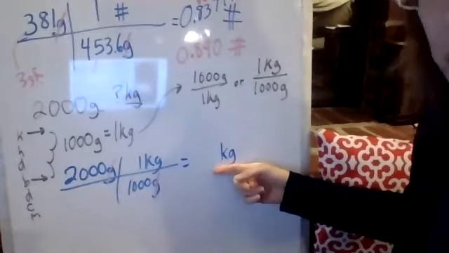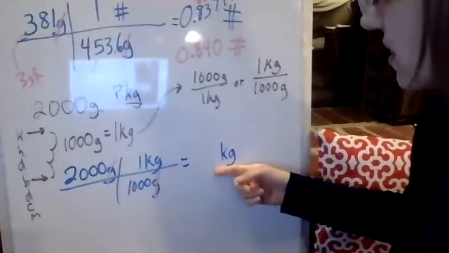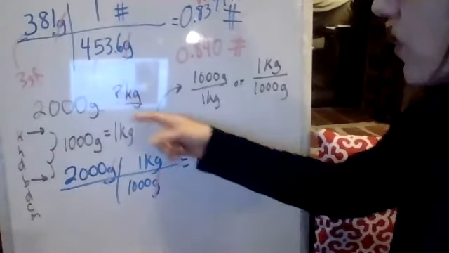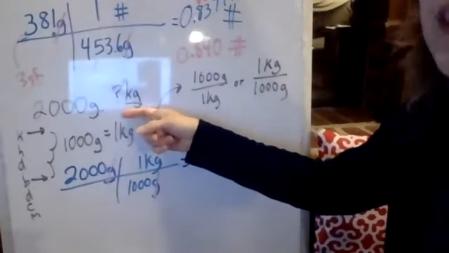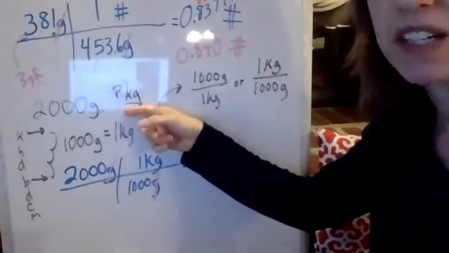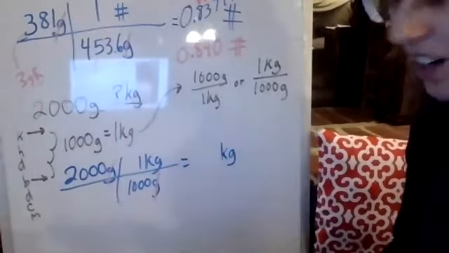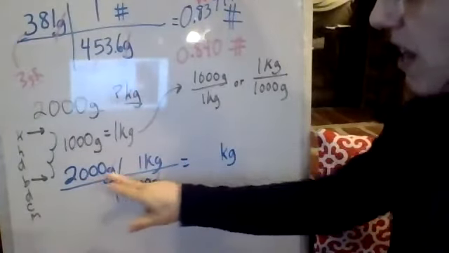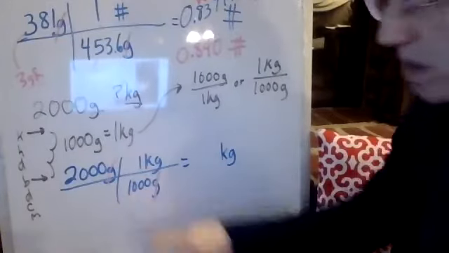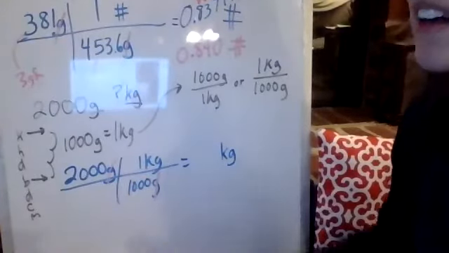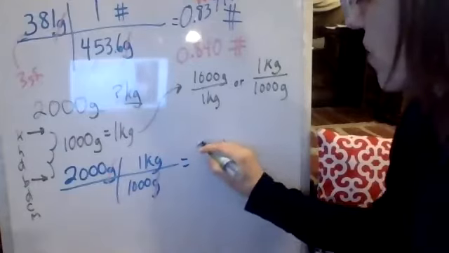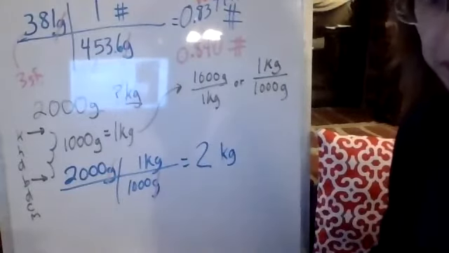Before we do the actual math and plug things in the calculator, let's double check to make sure kilograms is what we were looking for. Yes, it is. Because that agrees, we know we're on the right track. Let's get our calculator. We've got 2,000 times 1 divided by 1,000, and we end up with 2 kilograms.